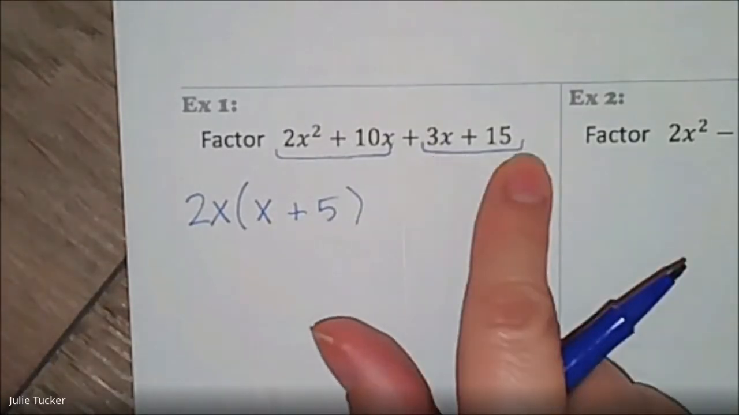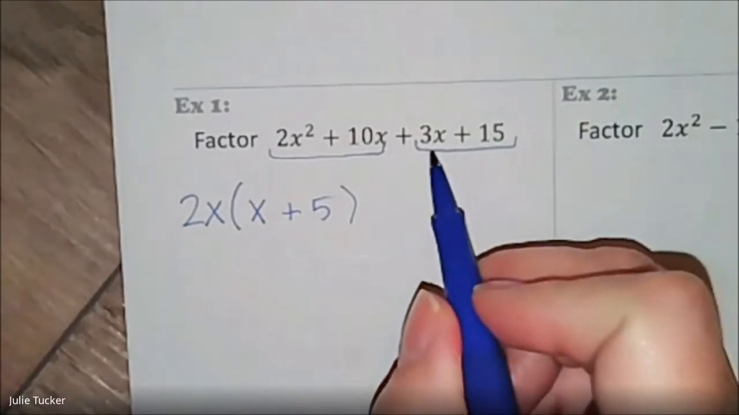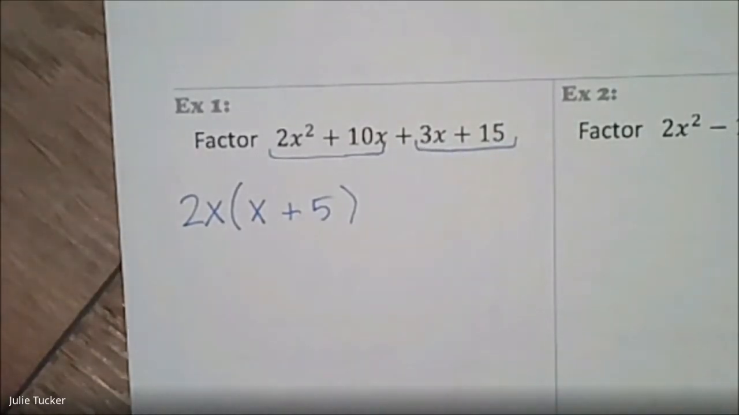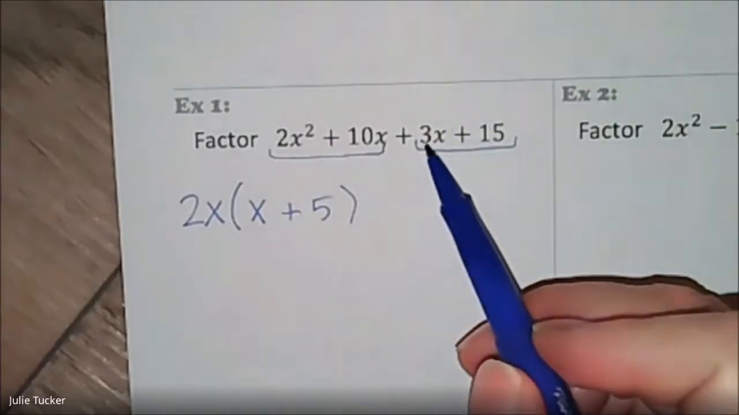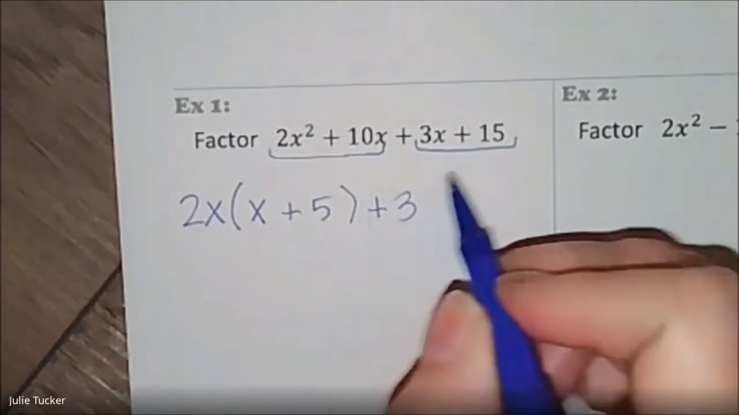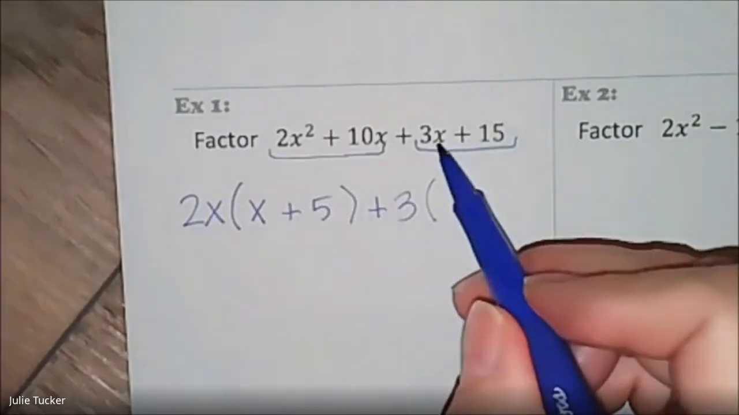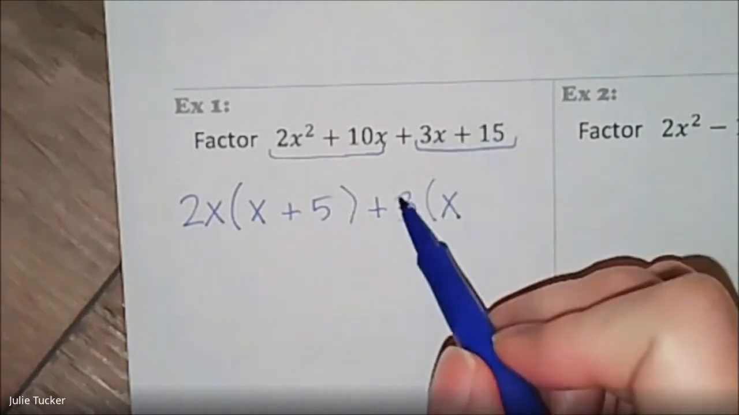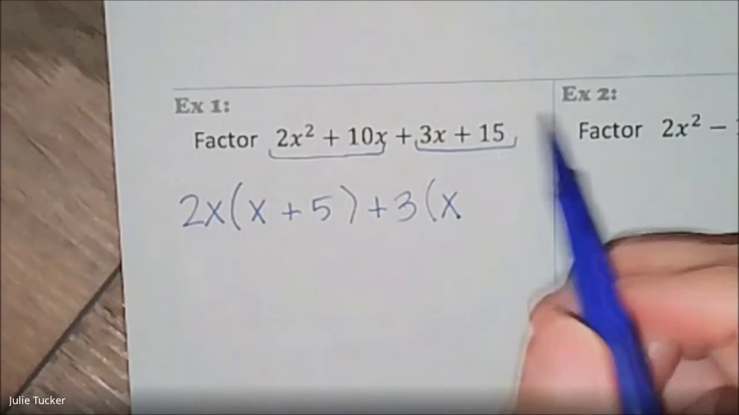Now we're going to do the second cluster. What's a number that divides into 3 and 15? Well, 3. 3 divides into 3 and 3 divides into 15 5 times. So we're going to put a 3 here. And then 3 times x gives you 3x. And 3 times 5 gives you the 15.